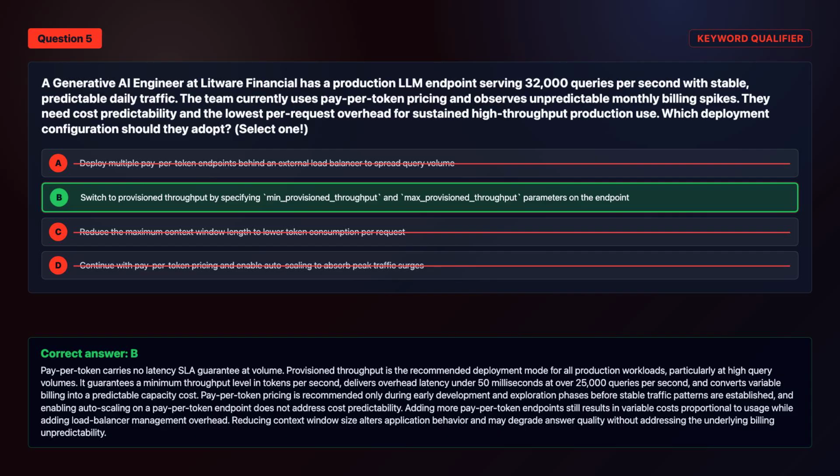Pay-per-token pricing is recommended only during early development and exploration phases before stable traffic patterns are established, and enabling auto-scaling on a pay-per-token endpoint does not address cost predictability. Adding more pay-per-token endpoints still results in variable costs proportional to usage while adding load balancer management overhead. Reducing context window size alters application behavior and may degrade answer quality without addressing the underlying billing unpredictability.